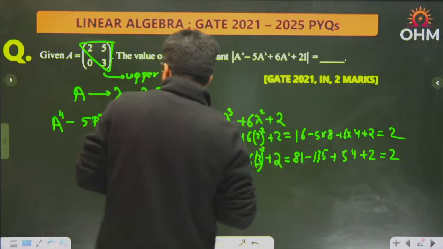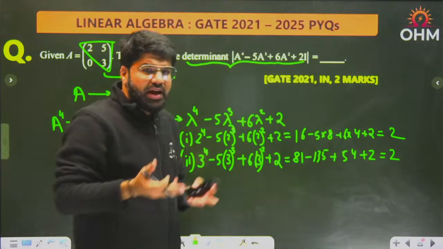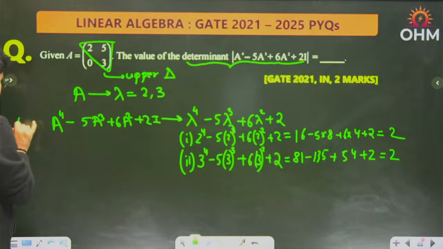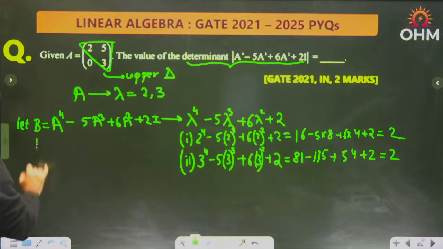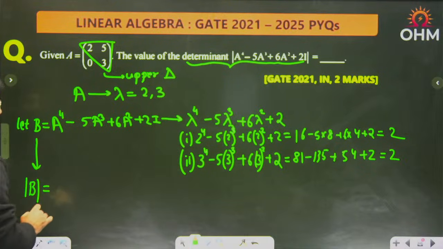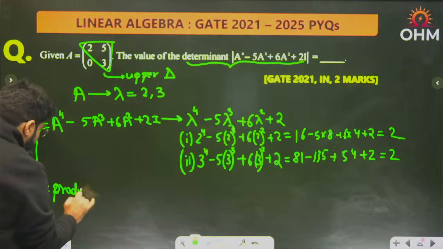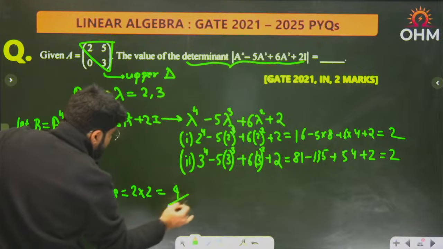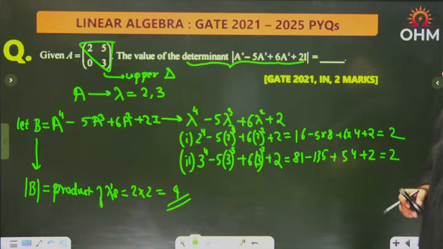Now, what is the determinant here? Any determinant is equal to the product of the eigenvalues. Suppose B is this matrix. Then the determinant of B will be the product of its eigenvalues, that is 2 cross 2. Net answer 4. Correct.